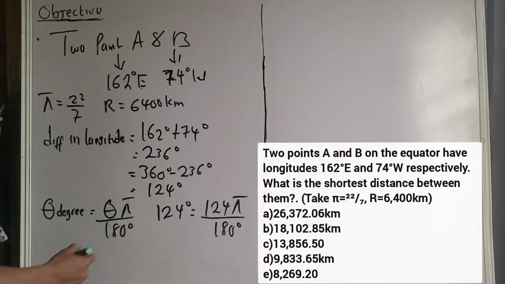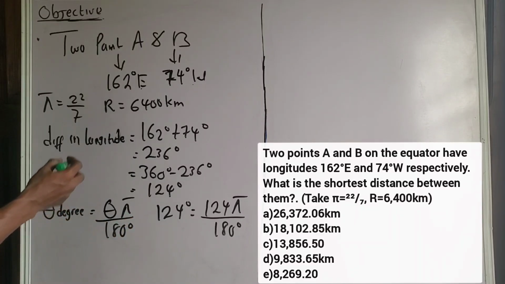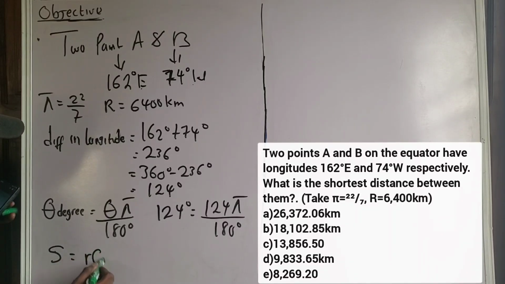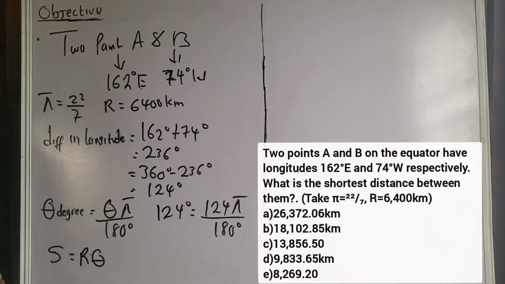Are you getting it? So now, the shortest distance, please pay attention. This thing is simple, okay? If you want to learn more on longitude and latitude, you can check the link in the description of this video, okay? Now, the shortest distance, arc S, is equal to big R multiplied by theta, where big R is 6,400.